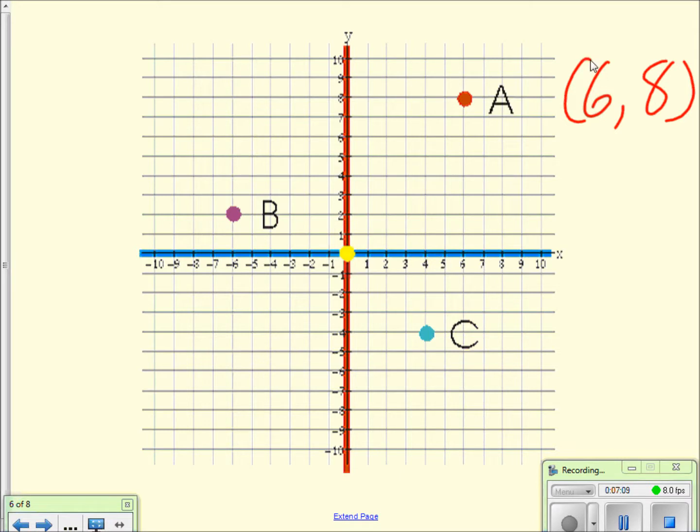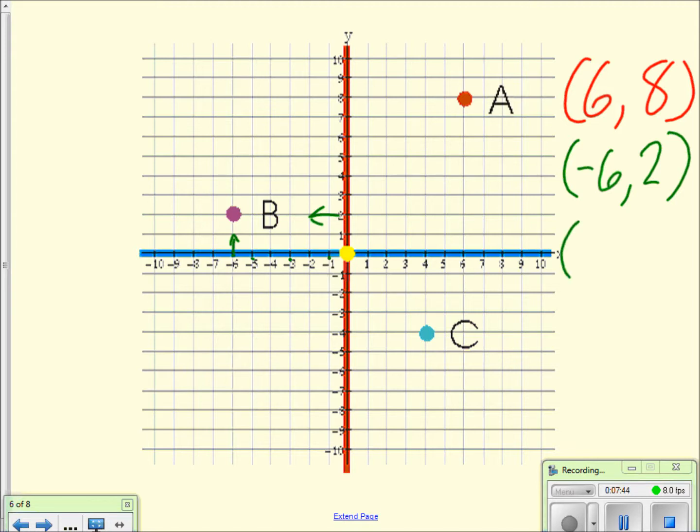Let's do point B now. Point B is over here. The first number I'm going to do is my X. The X is over 1, 2, 3, 4, 5, 6. It's above the -6. Remember, I'm going backwards from the origin. I'm going left of the origin, just like on the number line. That's negative. So it's at -6, and it is up 1, 2. It's at positive 2. So its ordered pair would be -6, 2.